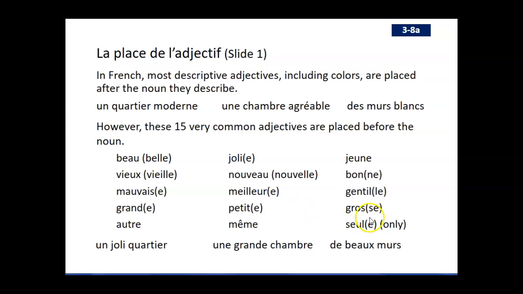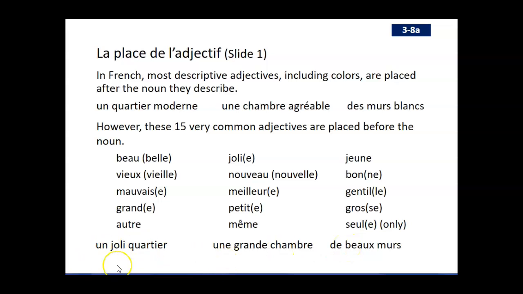Petit or petite, so the pronunciation changes. Même is the same. Jeune is young. Bon or bonne, so good, masculine and feminine. Gentil and gentille, the pronunciation is the same. I just add le when it's agreeing with a feminine noun. Gros, which would be fat or large. Grosse is the feminine form of that. And then seul, I'm adding an E to the end of that to make it feminine, but the pronunciation is the same. So I can say un joli quartier, une grande chambre, de beaux murs.